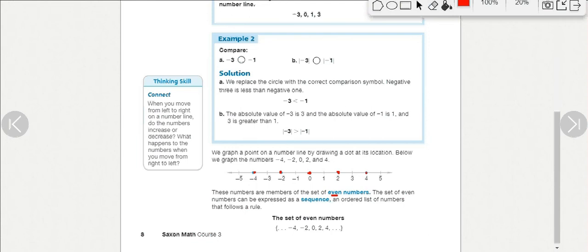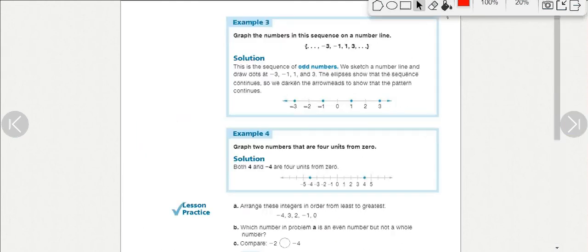The set of even numbers can be expressed as a sequence, an ordered list of numbers that follows a rule. I guess a sequence is usually shown with these braces, and then we show them listed with commas, right? And then this ellipse in a direction if it keeps going on and on. We call it a sequence, kind of like a sequence of numbers, written out that way between braces. Graph the numbers in this sequence, example 3.